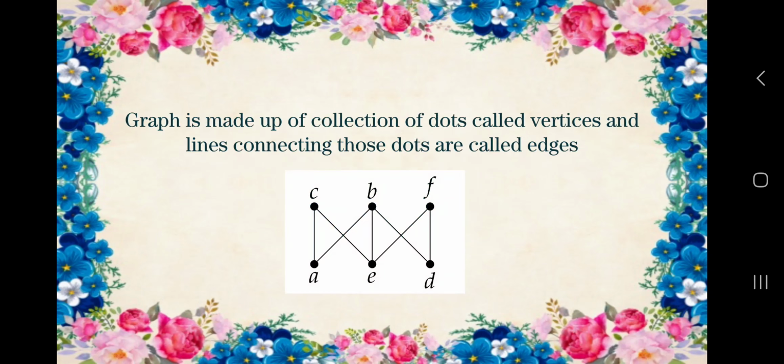Basically, a graph is made up of a collection of dots called vertices, and the lines connecting those dots are called edges. For example, in this diagram, C, B, F, A, E, D are all dots, so these are called vertices, and the lines connecting all these dots are called edges.